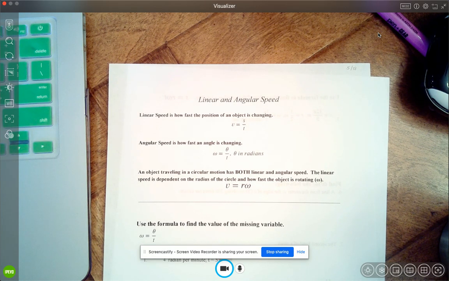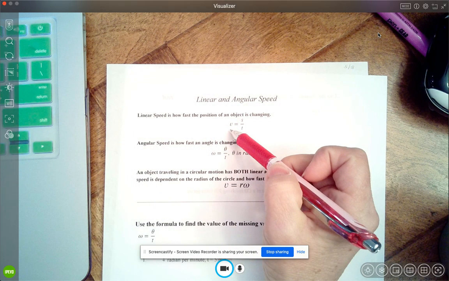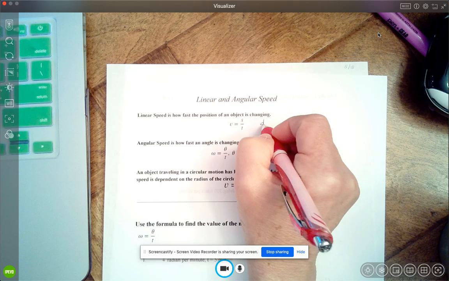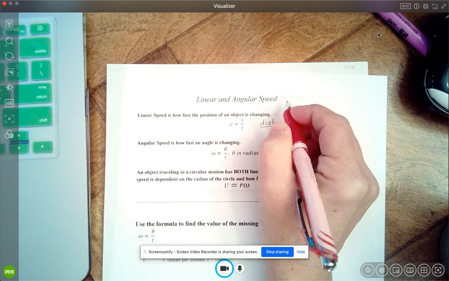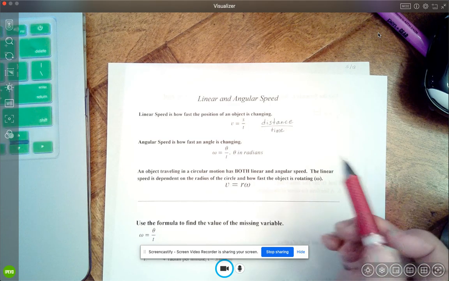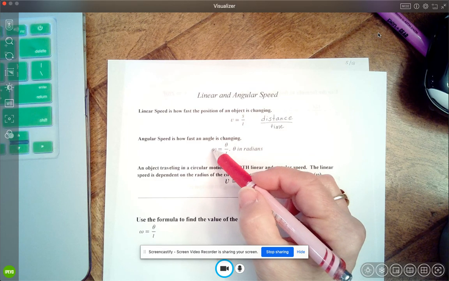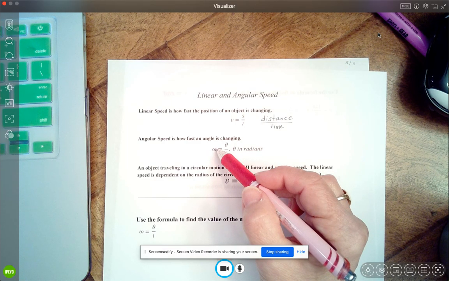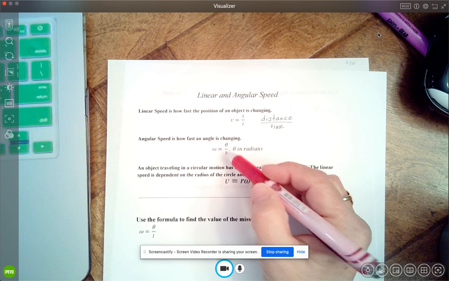And what we have here are some variables that you're going to see from here on, especially in trigonometry. So the linear speed is distance over time. Angular speed, and we're going to talk about these in depth in a minute, uses this fancy W, called omega. Omega is the angle that's changing over time.